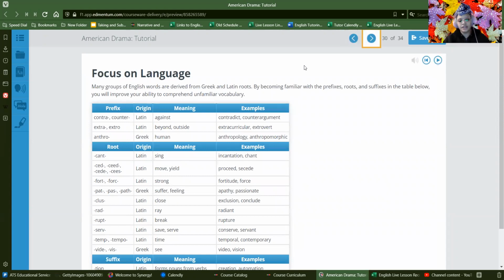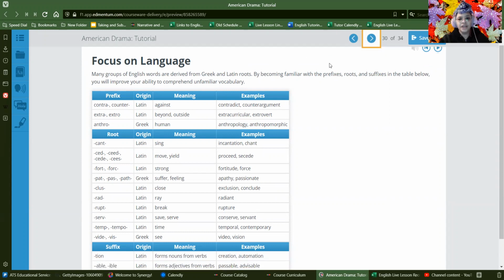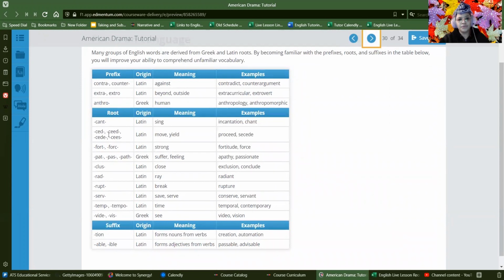Okay, so the last section here is focus on language. Many groups of English words are derived from Greek and Latin roots. So they're giving you prefixes, roots, and suffixes and their meanings. So the beginnings of words, the middles of words, and the ends of words. And they tell you what the origin is and what the meaning is.